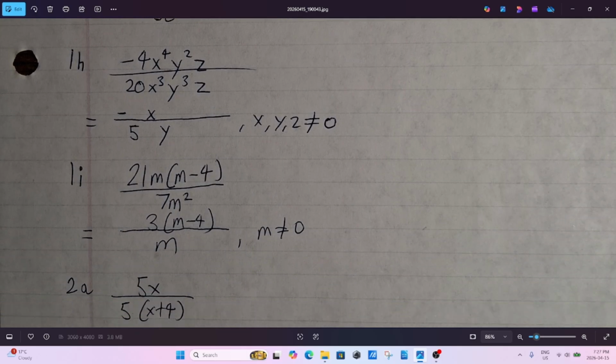1h: negative 4x to the 4, y squared z divided by 20x cubed y cubed z. So we divide 4 by 4, so you get 4 times 1 at the top. 20 divided by 4 is a 5. The 4 cancels, we have a 5 at the bottom. We still have the negative from the top. We have 1x at the top, 1y at the bottom, the z cancel. x, y, z cannot be equal to 0.